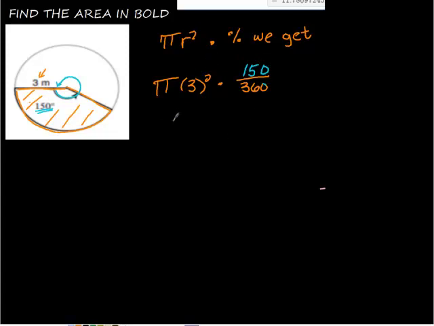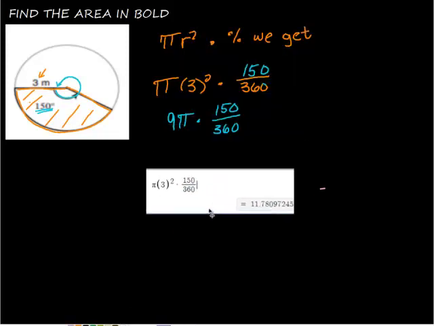So we can clean this up a little bit. We have 3 squared is 9, so we have 9 pi times 150 over 360. But I wouldn't change this, and the reason that I would not simplify or estimate this by itself is very simple: you don't want to do intermediate rounding. You round at the very, very end. So what I did was I used a calculator, and this is what I got.